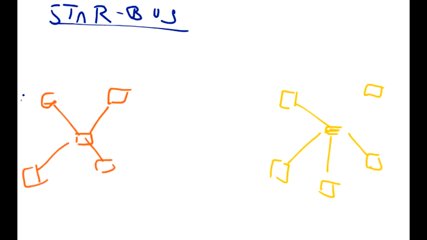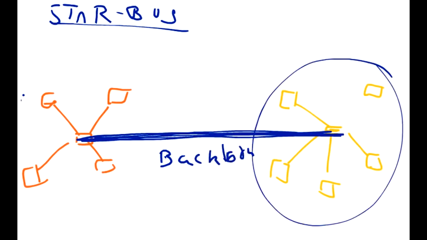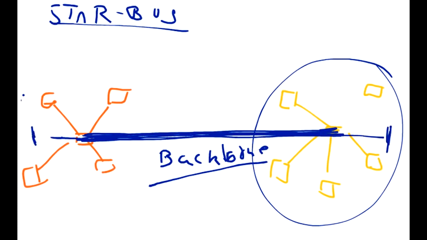Now we can attach both of these routers to form a bigger network using the bus type structure, using the backbone, and that's why it is called the star bus topology. Smaller parts are using the star topology, and to connect the central communication devices we use the backbone, which is part of the bus topology, and that is how we use star bus topologies.